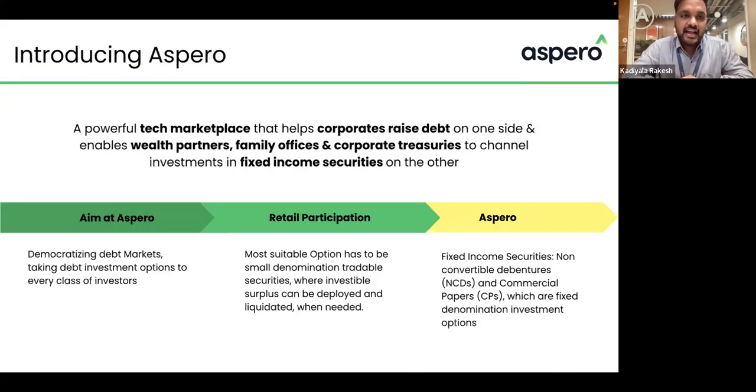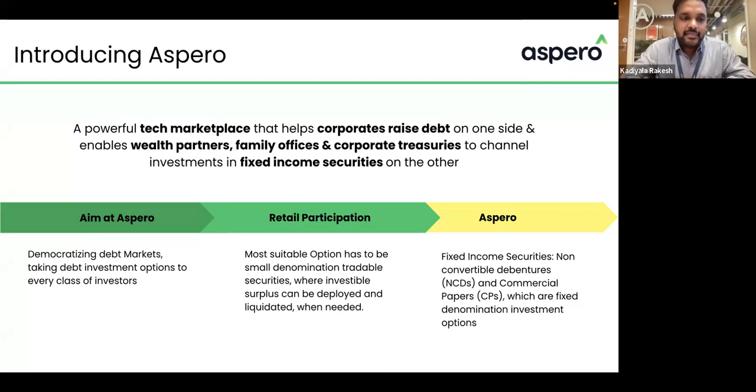Coming to Aspro, Aspro is one of the group entities of UB Group. In UB, we deal with multiple debt products like loans, supply chain finance, and co-lending. For fixed income, we have a separate platform, Aspro. This is a powerful tech marketplace that helps corporates raise debt on one side, and enables wealth partners, family offices, and corporate treasuries to channel investments into fixed income securities on the other side.